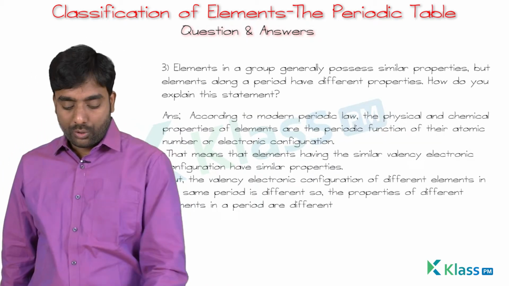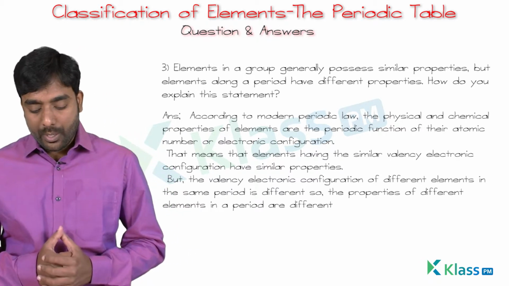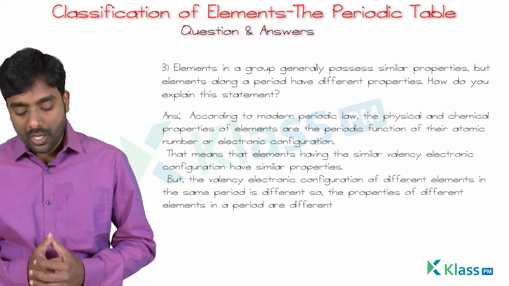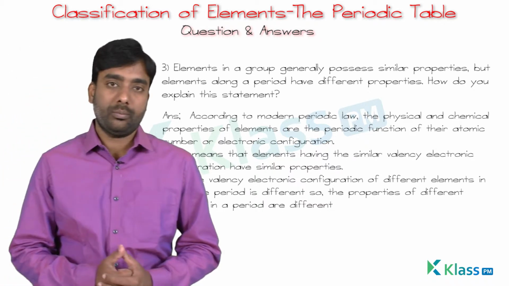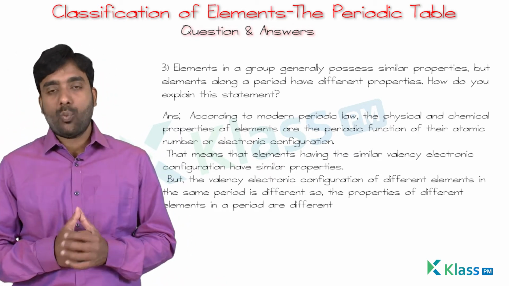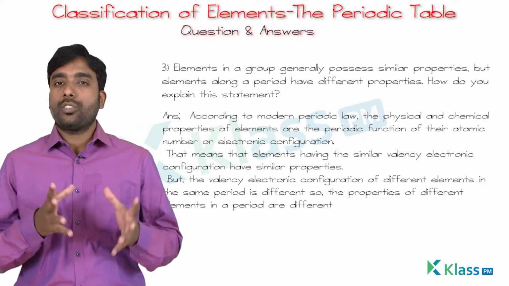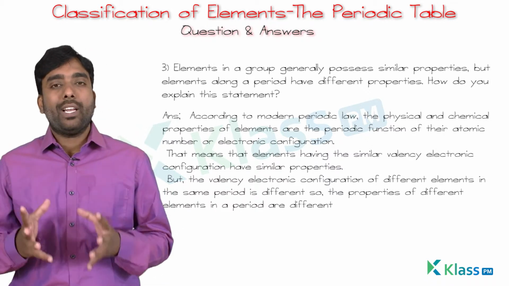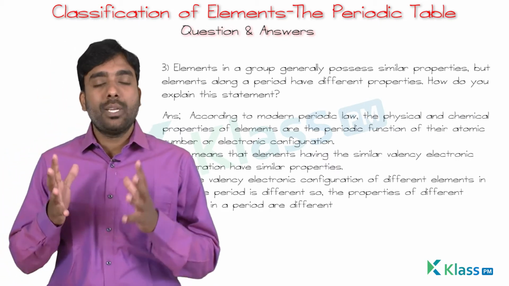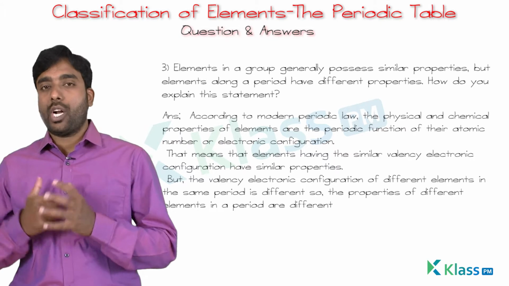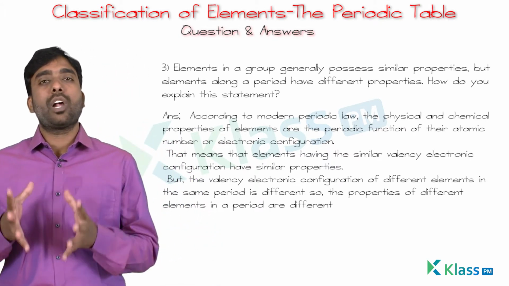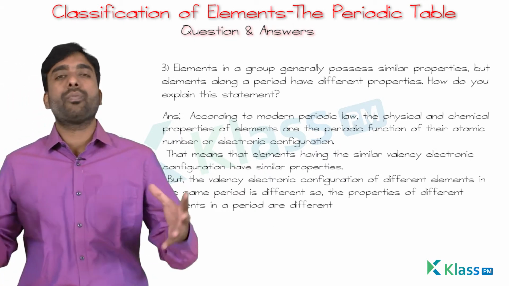Next, third question. Elements in a group generally possess similar properties, but elements along a period have different properties. How do you explain this statement? We learned about the cause of periodicity. What is the cause of periodicity? The cause of periodicity is the valence electrons. The elements which have similar valence electronic configuration have similar properties. The elements which do not have similar valence electronic configuration have different properties.